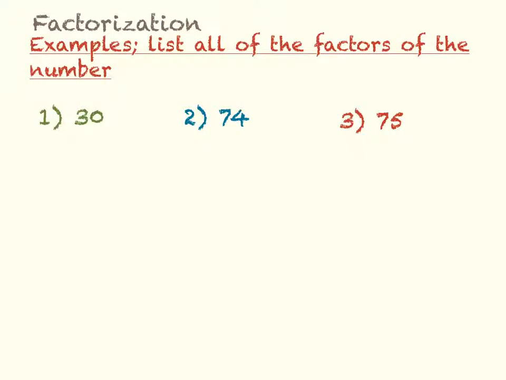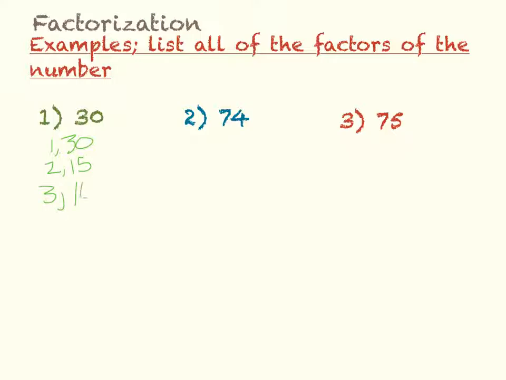Factorization. For these first examples, we just want to list all of the factors of the number. So for 30, we're going to start. We know that 1 times 30 is going to give me 30. We also know that since it's even, we can divide by 2. 30 divided by 2 is 15, so 2 times 15 is 30.